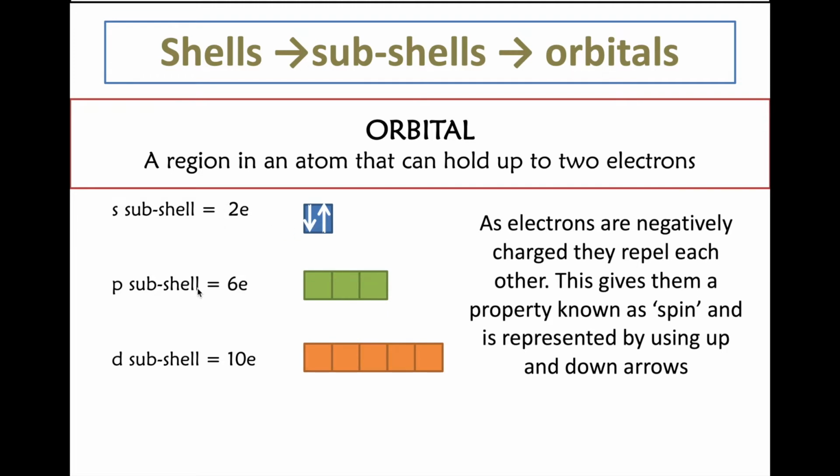So we've got 3 types of subshell. The first subshell is the S shell, and that only contains 2 electrons, so just one set of orbitals. The P subshell can contain up to 6 electrons, so has 3 pairs of electrons or 3 orbitals. The D shell can contain up to 10 electrons, so has 5 orbitals.